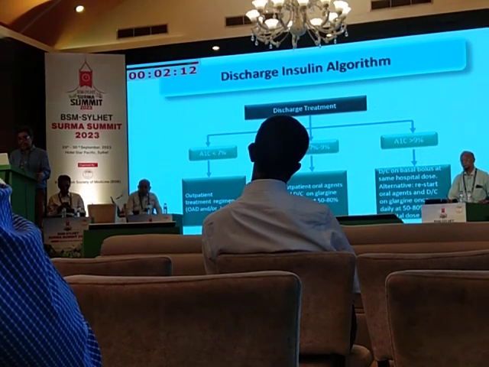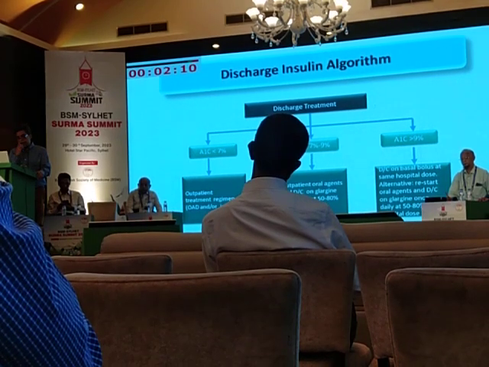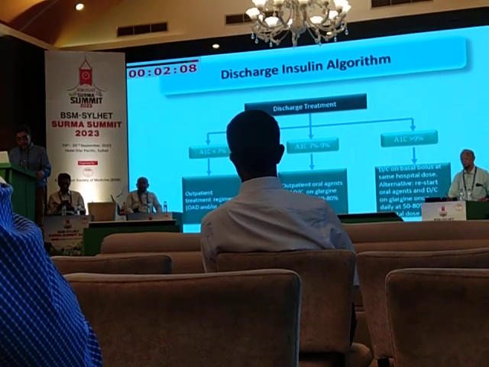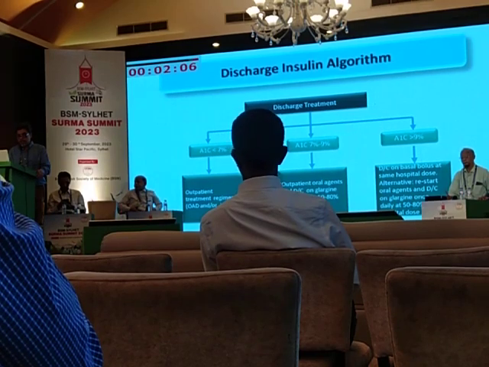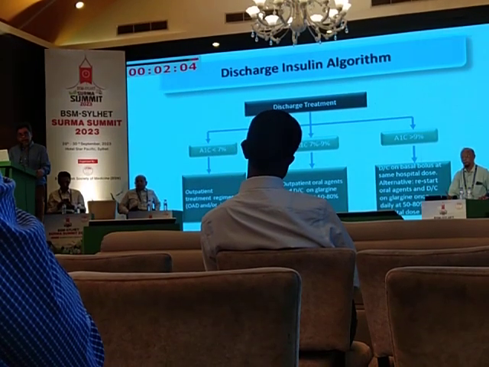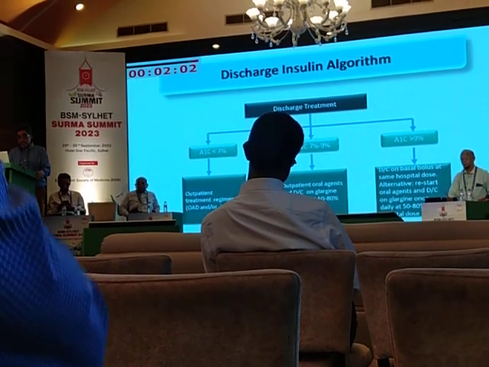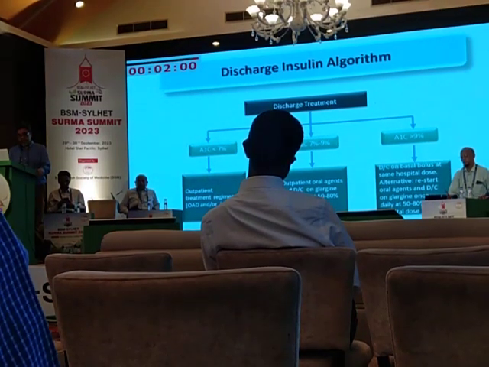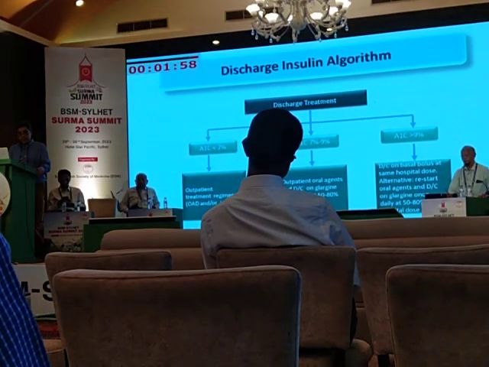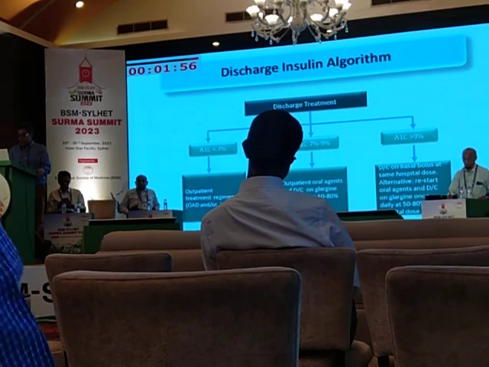So for the discharge insulin algorithm, if HbA1c is less than 7, we can discharge the patient with an oral hypoglycemic agent. If it is 7 to 9, it is better to add basal insulin, and the basal insulin dose should be 50 to 80% of the hospital dose, and we can add the oral hypoglycemic agent. And if it is more than 9, we should discharge the patient with basal and bolus therapy.